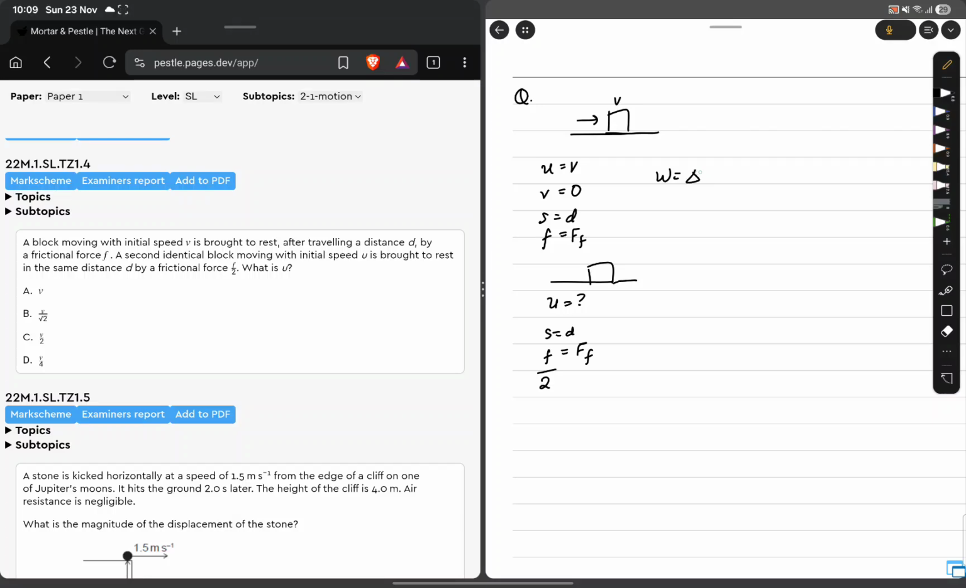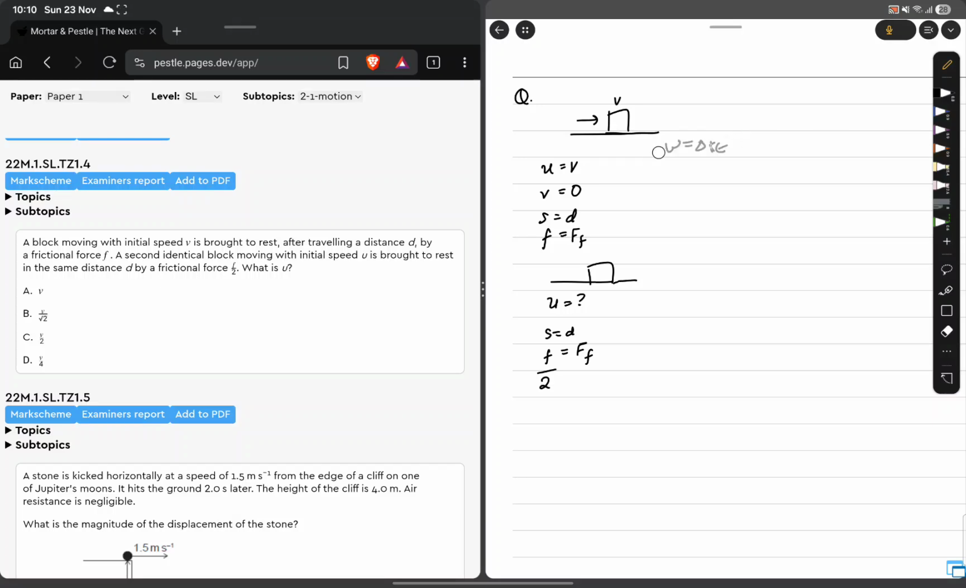Work is change in energy, kinetic energy specifically. So the formula for kinetic energy is half mv squared. So what we're going to do is equate block 1's kinetic energy with block 2's kinetic energy, and then see what's possible. For block 1, it's going to be the work done. By the way, the formula is FD. And work is change in kinetic energy.